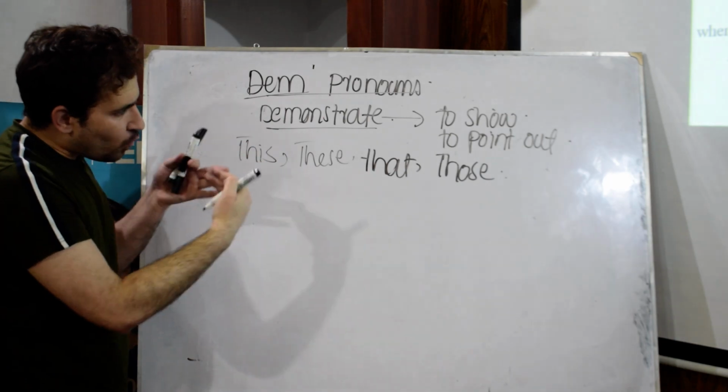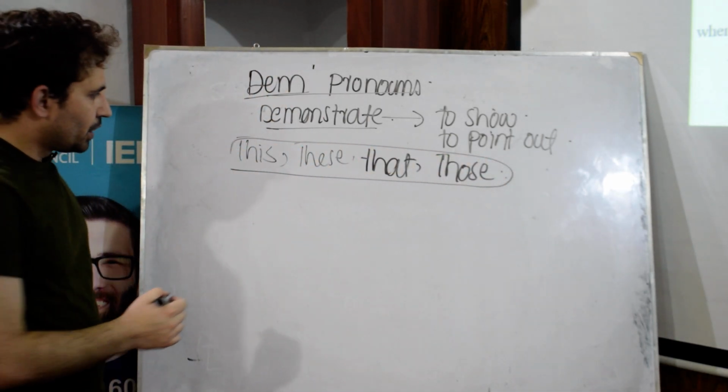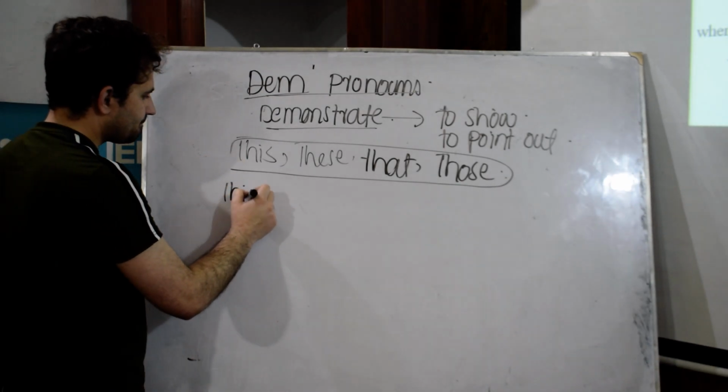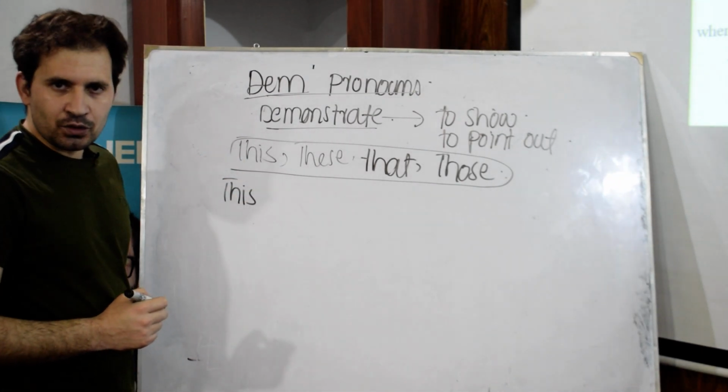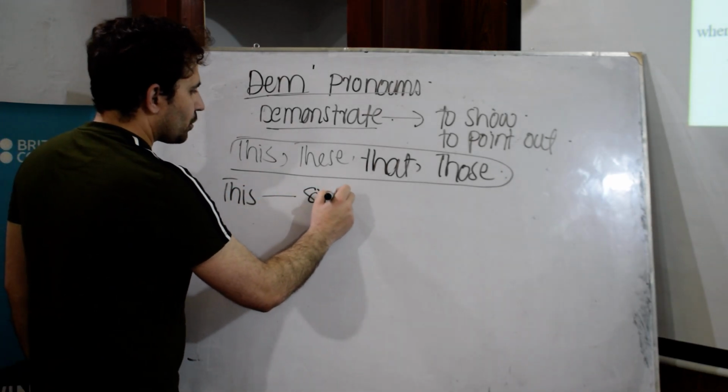Now we will be explaining one by one these 4 different types of demonstrative pronouns. The first one we have is this. This is called a demonstrative pronoun. The first one. We use this for a singular noun.